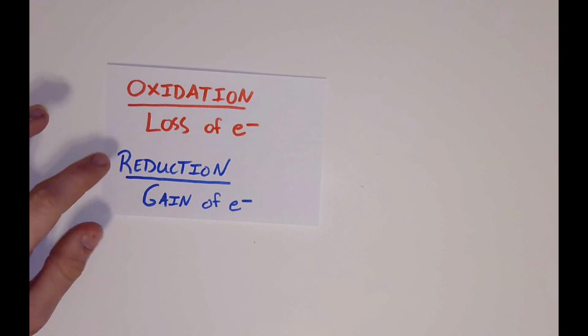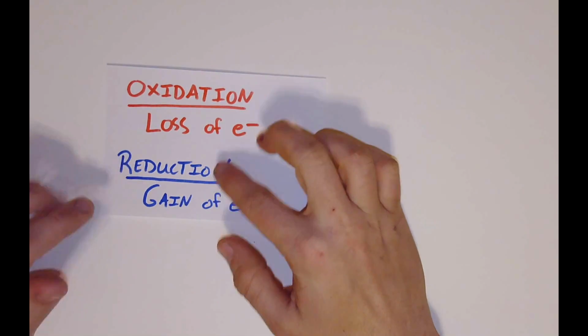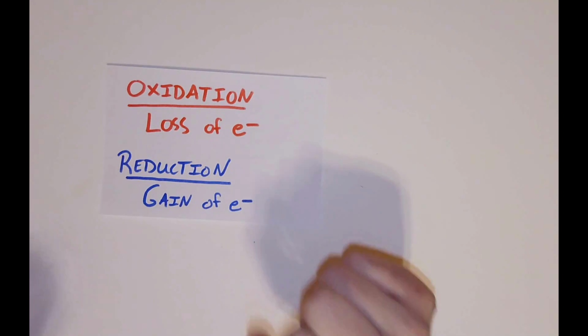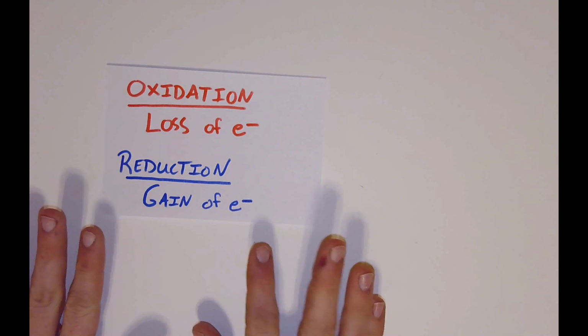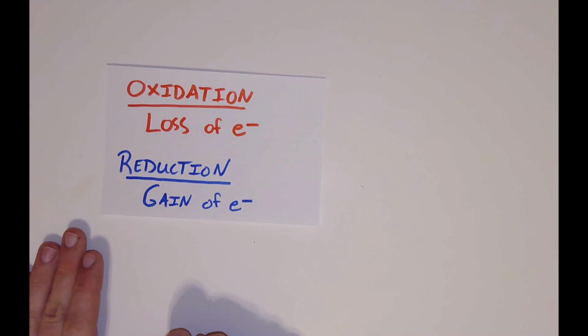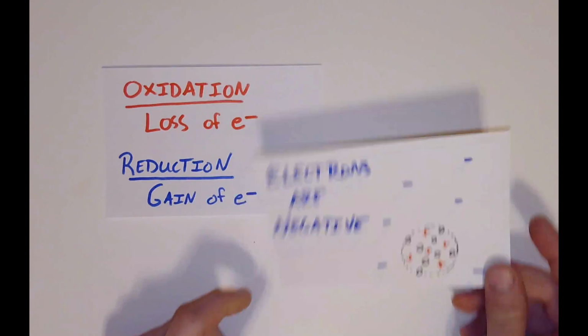But reduction to me means to get smaller, and gain means to get bigger. And these two things seem to be exactly opposed to each other. And I remember being really, really confused the first time I learned this. And if I'm not careful, I still can confuse myself. But there's an important fact that I want to remember, and that's that electrons are negative, right?